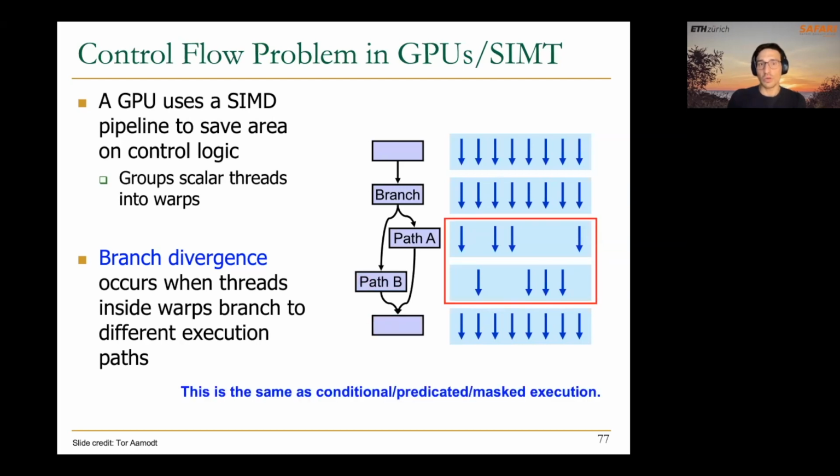But in this part where we have branch divergence, we can use conditional, or predicated, or masked execution and the vector mask registers.